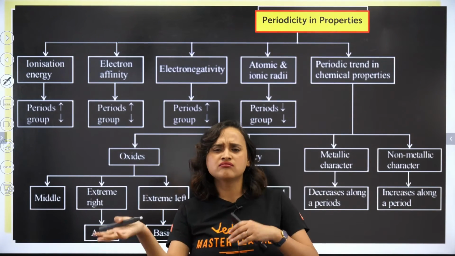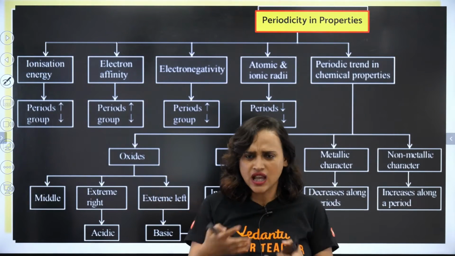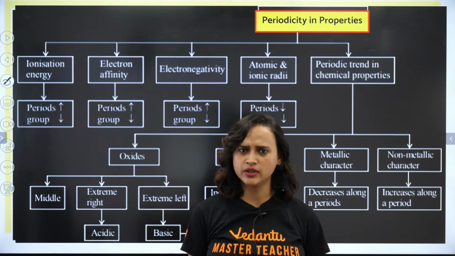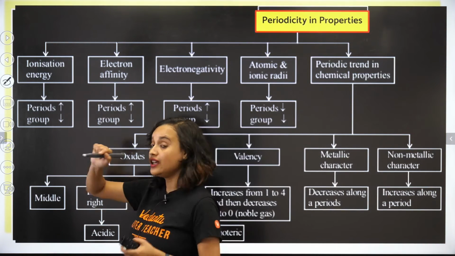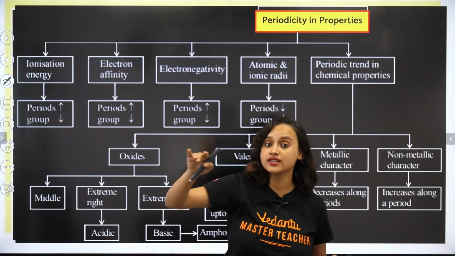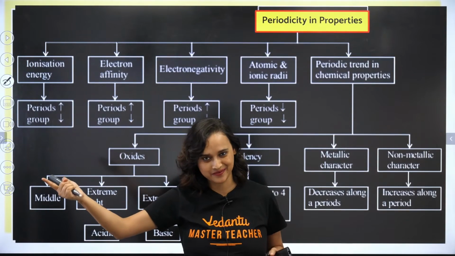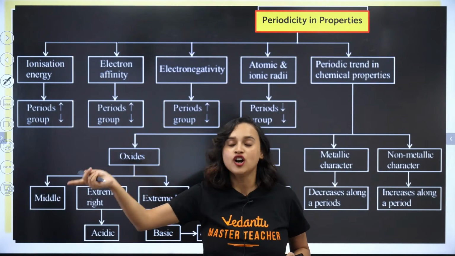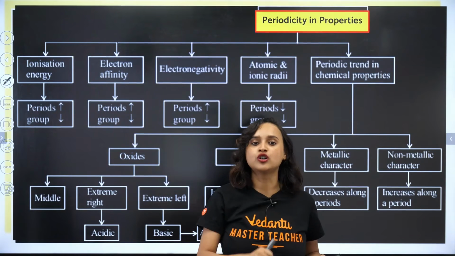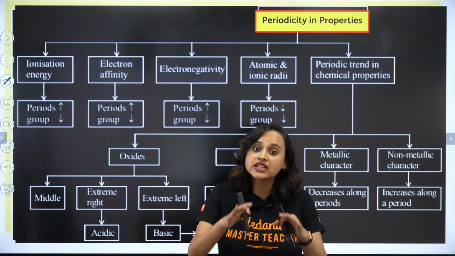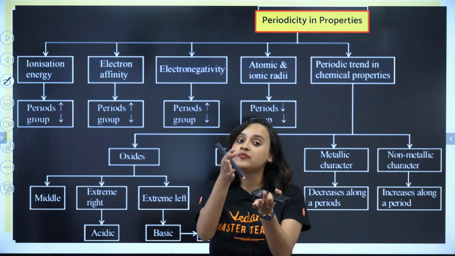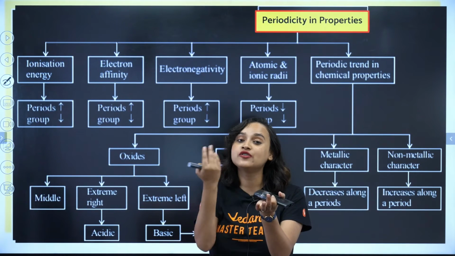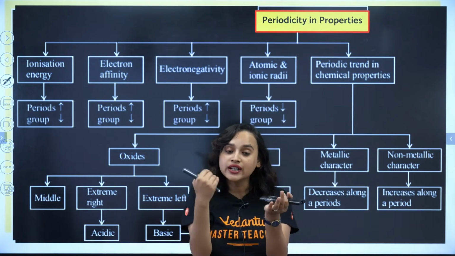Now, how does it change when it comes to the whole periodic table? Let's talk about it. Ionization energy across the period increases, whereas down the group it decreases because the size starts to get a little bigger, and that's why it becomes easier for you to take away the electrons, right?